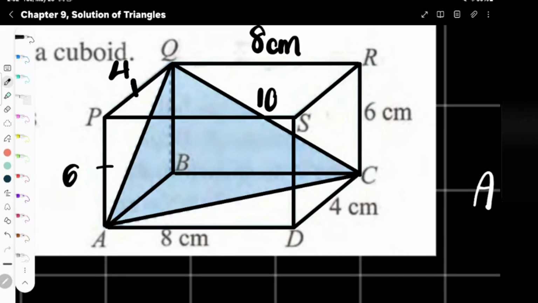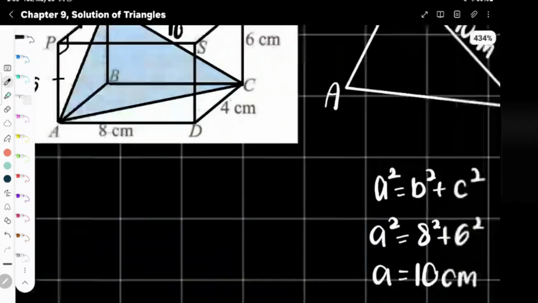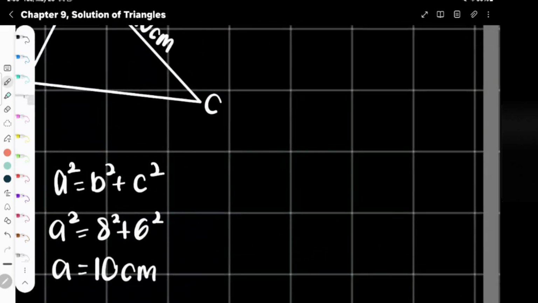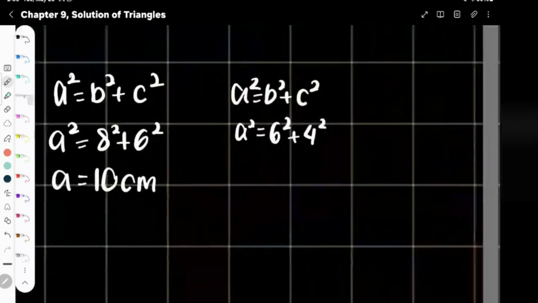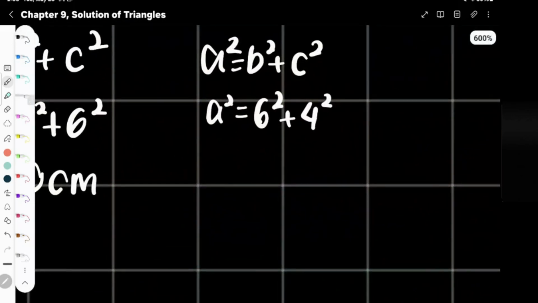Okay, and then we can use Pythagoras theorem to find the hypotenuse. Why? Because this is a right angle. Remember, a right angle. So we can use Pythagoras theorem again. So a square equal to b square plus c square. So 6 square plus 4 square equal to a square. So you will find that 6 square plus 4 square and then square root the answer. You will find that the answer is 7.21, to 1 centimeter.